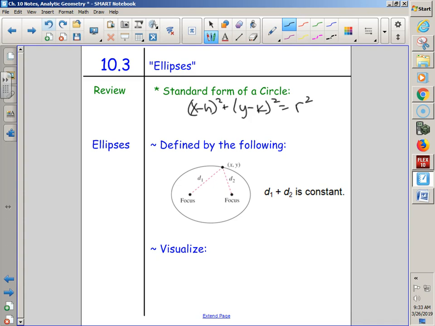Now the visualize thing, guys, it's totally okay. Just leave that blank. You don't even need to skip a line. Just write visualize. We'll do it tomorrow when we have more time.